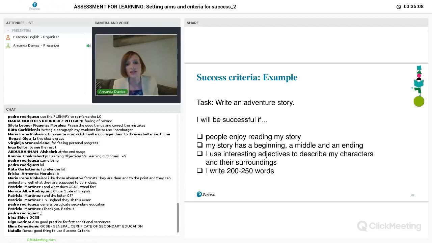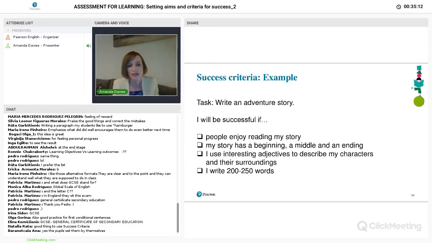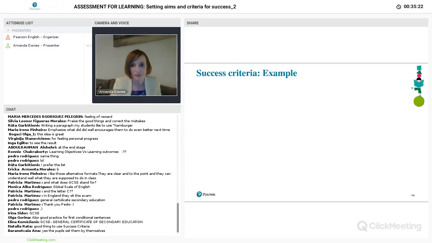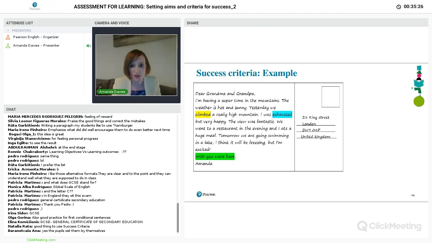And a good way to do this is with a model text. So you show the students the model text, they analyze it, they look at the features of the model text, and then you discuss with the students what they think they need to do to be successful. So here is a model text.